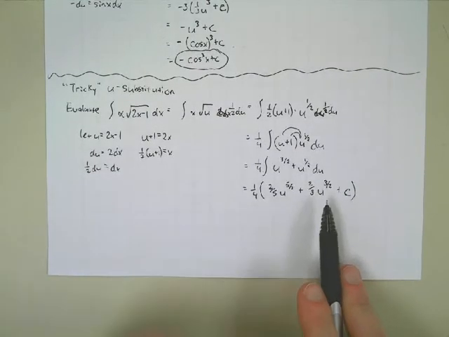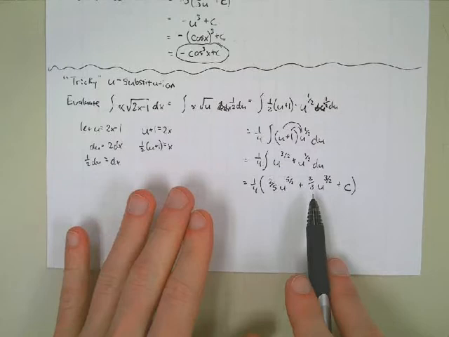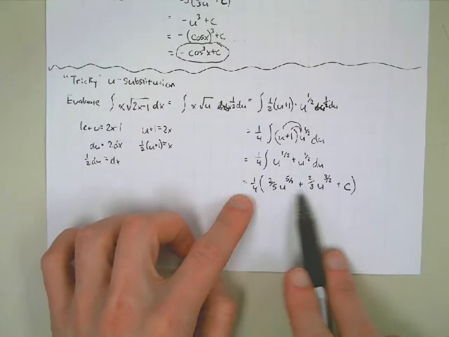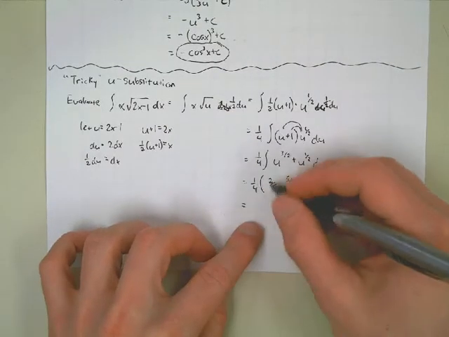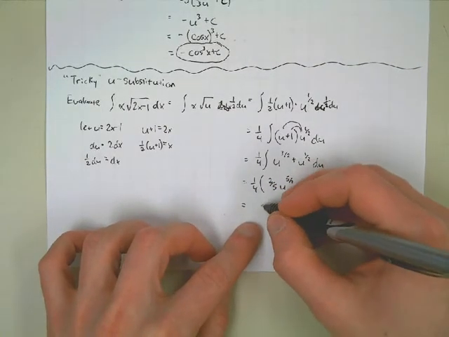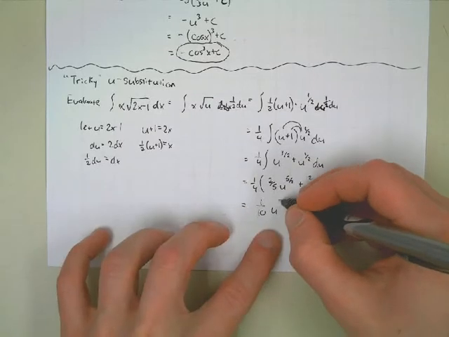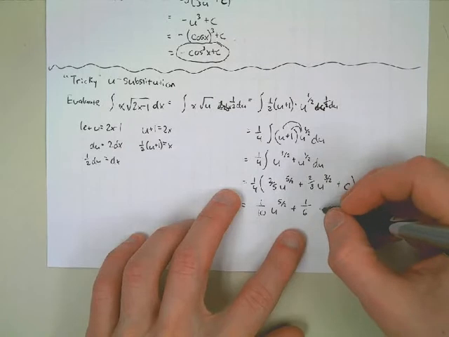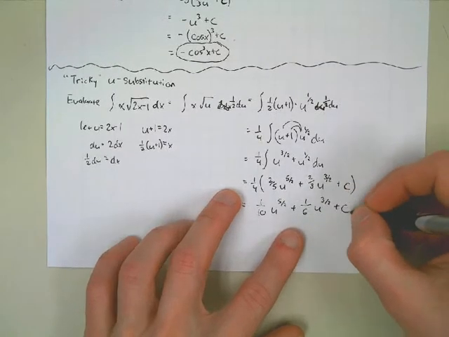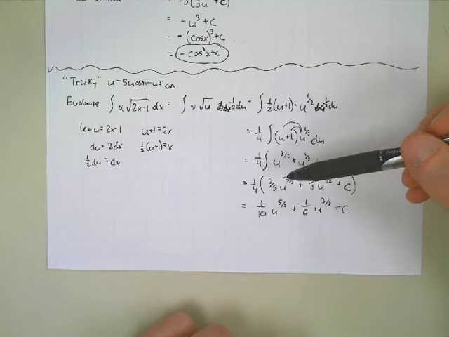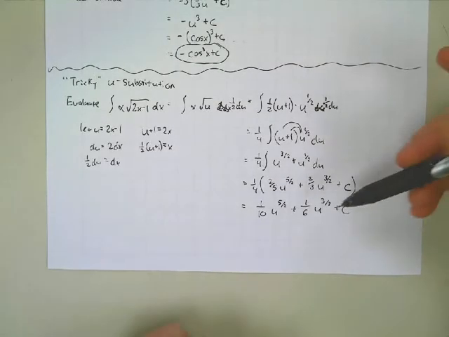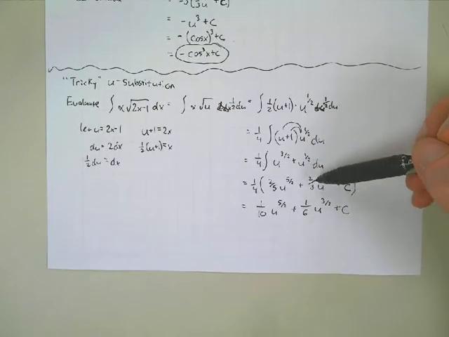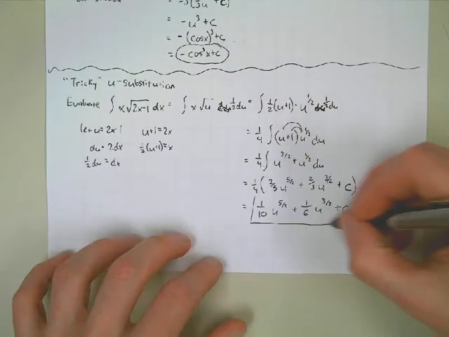Here's a case where, like I was saying before, we want to make sure this 1/4 distributes to every term. Both of these terms get multiplied by that 1/4. And so it becomes 1/10 u to the 5/2 plus 1/6 u to the 3/2 plus c. I simplified those fractions too. 1/4 times 2/5 is really 2/20ths, but that's 1/10. 1/4 times 2/3 is really 2/12ths, which is 1/6.